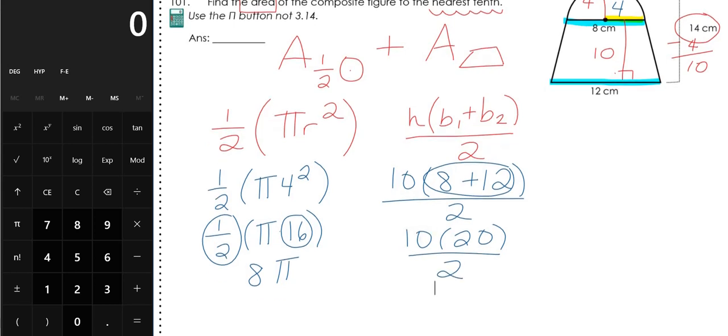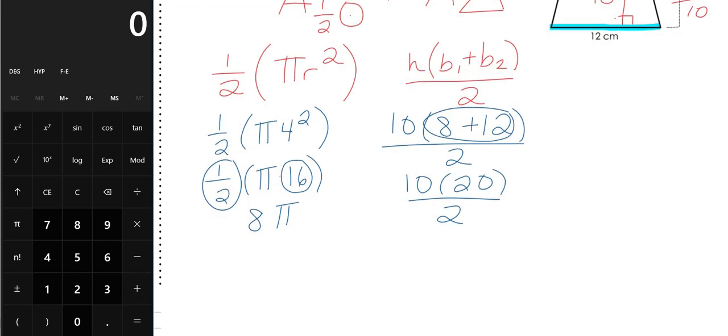Give myself a little bit more room to do the work. Okay, 10 times 20 is going to give me 200 divided by 2, and I get 100. So 100 is the area of the trapezoid.